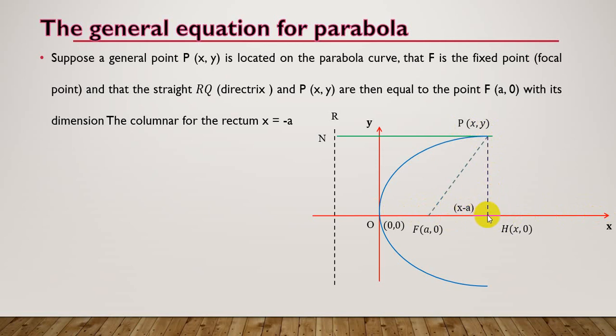The distance between that one to this one is X minus A. Why? Because this up to here is X, and this value is equal to that value, and this one is A. So it should be X minus A. This distance is starting from 0, so Y minus 0.